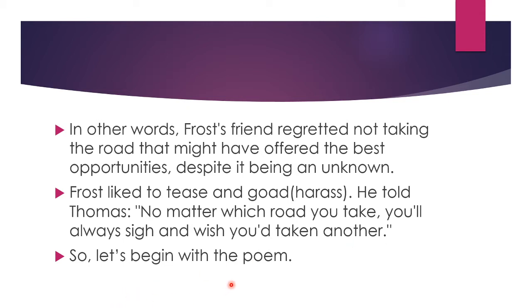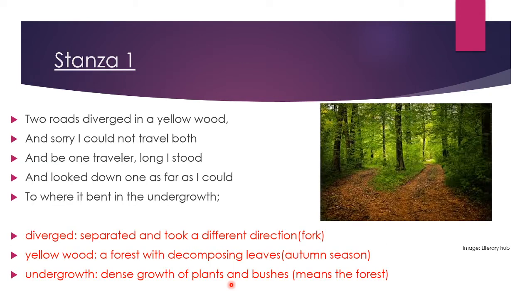So now with this background, let's understand the poem. So first stanza. Two roads diverged in a yellow wood, and sorry I could not travel both, and be one traveller, long I stood, and looked down one as far as I could, to where it bent in the undergrowth. So here you can see in the picture, there's a diversion here. It is a fork in the road, a diversion in the yellow wood.